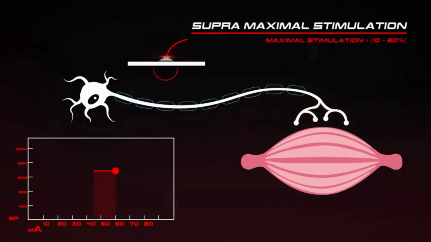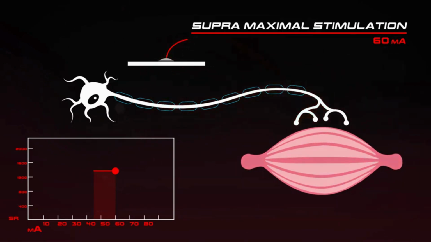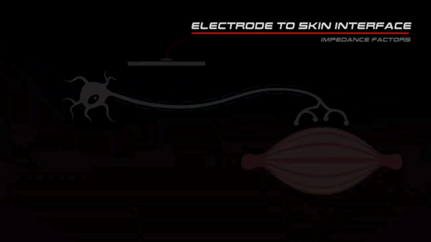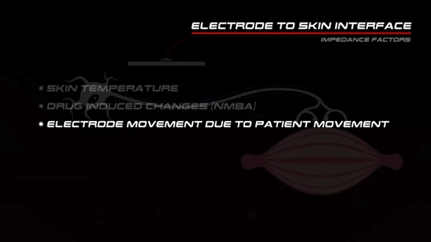Supramaximal stimulation is a current setting which achieves a maximal stimulation and is further increased by an additional 10 to 20% in order to compensate for any intraoperative factors that could potentially affect the stimulation intensity, such as impedance changes affecting the electrode-to-skin interface. These factors include skin temperature, drug-induced changes, or movement of the electrode due to movement of the patient.